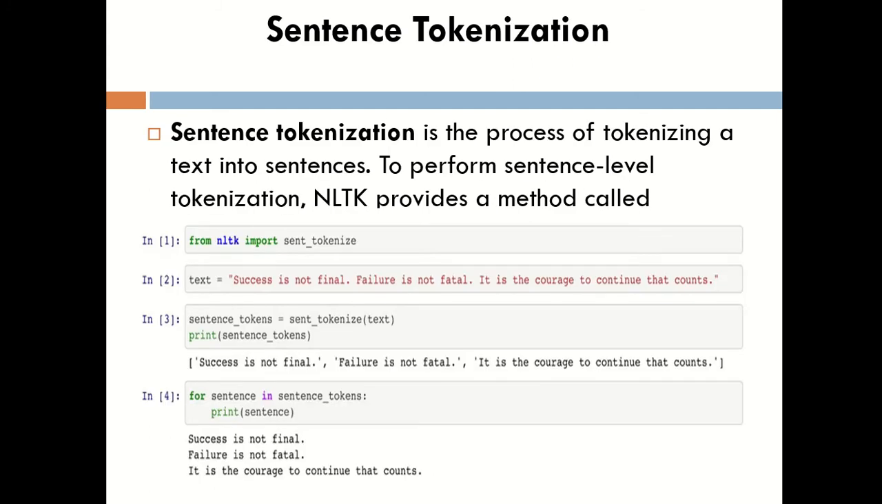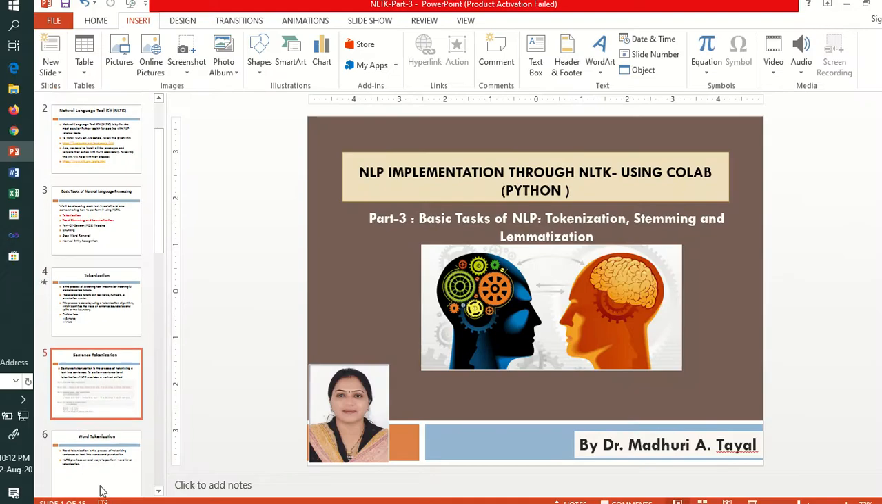Now let us go ahead with sentence tokenization. It is the process of tokenizing a text into sentences. You can input a file or a paragraph, and then convert that whole text or paragraph into sentences. To perform sentence level tokenization, NLTK provides one method, named sent underscore tokenize. Now let us go for the implementation of these tasks in your Colab.